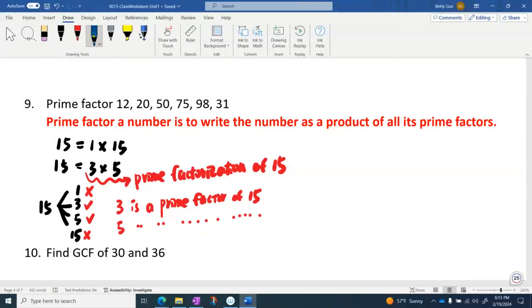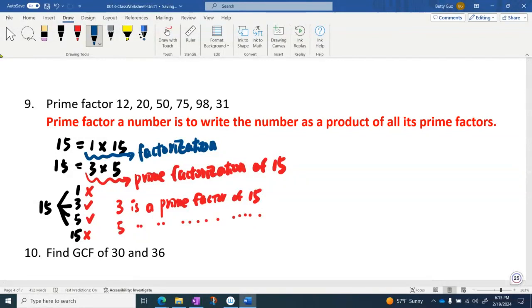What about this one? We can also write 15 as 1 times 15, right? That is also a factorization of 15. 1 times 15 is also a factorization of 15, but it's not a prime factorization. I want you to see the difference.